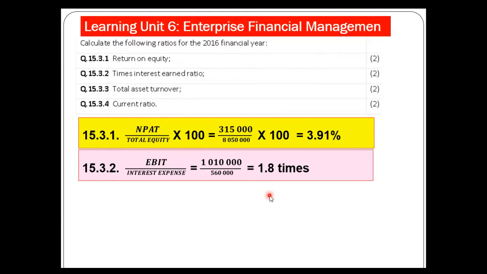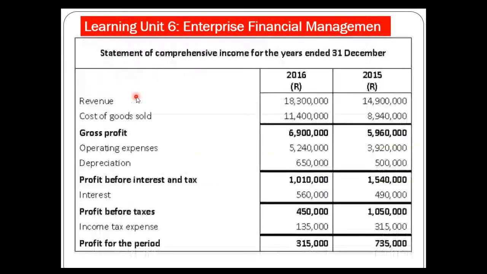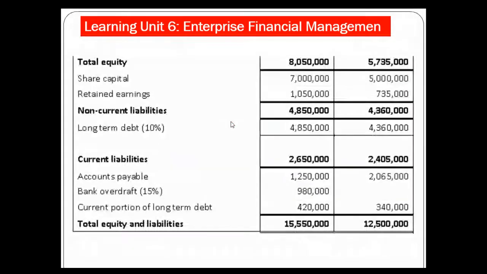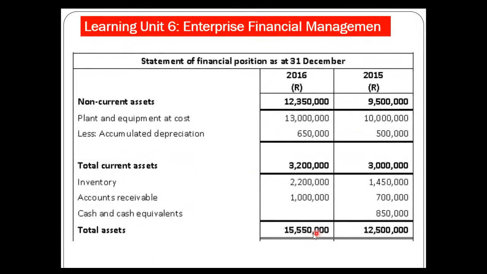It's good for us. The next one is the total asset turnover. What does the total asset turnover mean? How effectively do we use our total assets in order to generate the revenue? Remember, turnover is the same as the sales. So we're going to take sales and divide by the total assets. So let's quickly go back and check the sales. These are the sales. Revenue is the same as the sales. So we're going to take this amount of 18,300,000 and we divide by the total assets. Remember the total assets? These are the total assets.